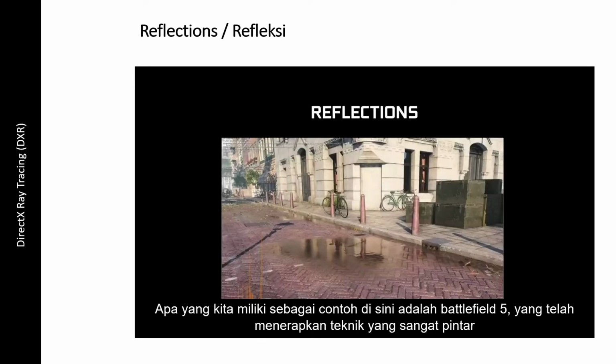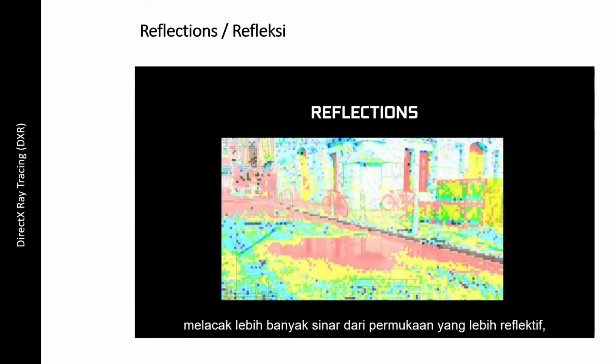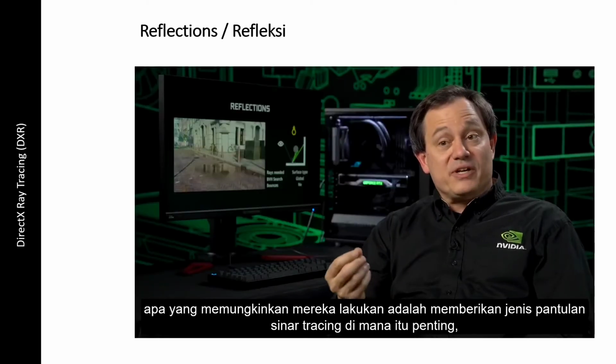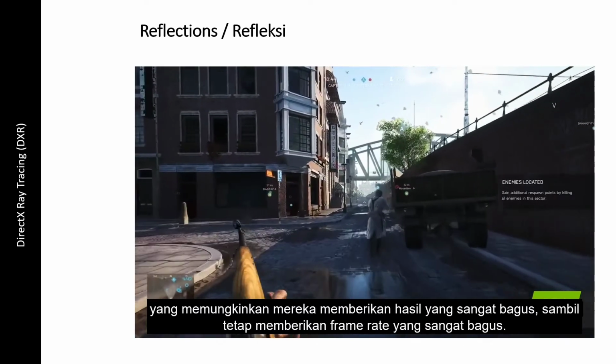What we have as an example here is Battlefield 5, which has implemented a really clever technique to know which surfaces have reflective properties, trace more rays from the surfaces which are more reflective, and fewer rays from the surfaces that aren't. What that allows them to do is deliver the ray tracing reflections kind of where it matters, which lets them deliver a really great result while still delivering a really good frame rate.